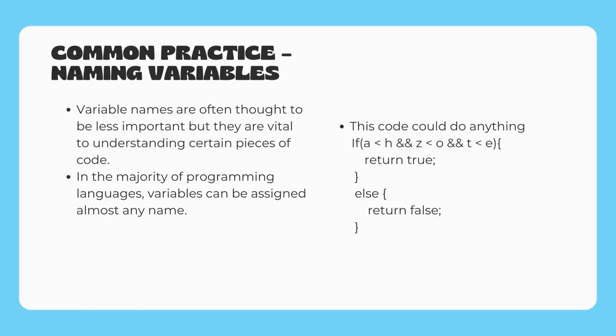The last common practice of coding standard is naming variables. Variable names are often thought to be less important, but they are vital to understanding certain pieces of code. In the majority of programming languages, variables can be assigned almost any name.